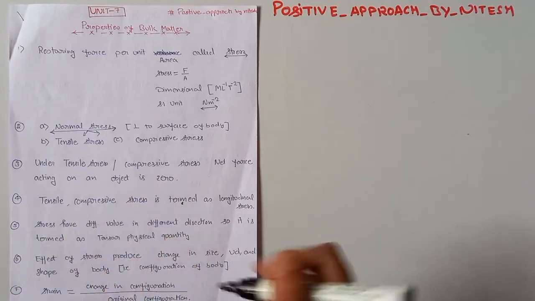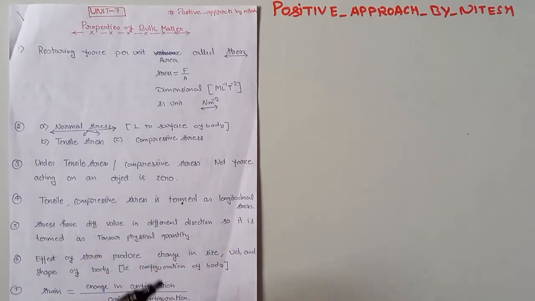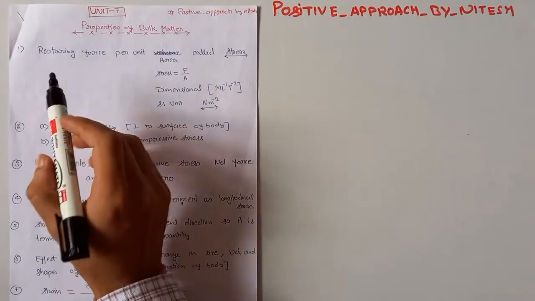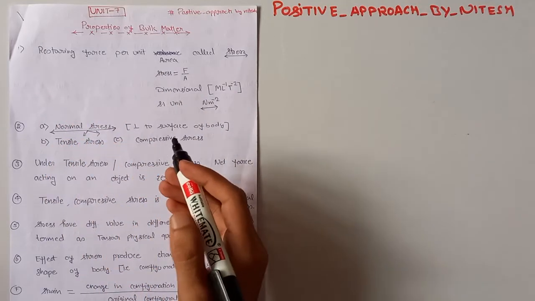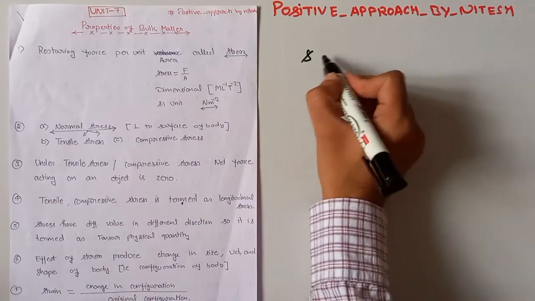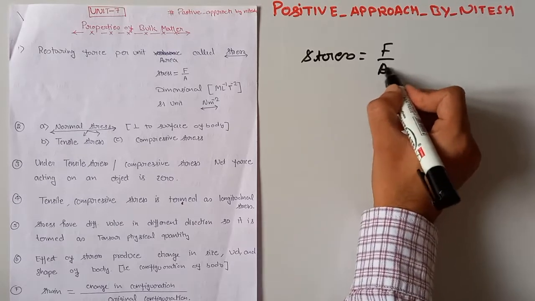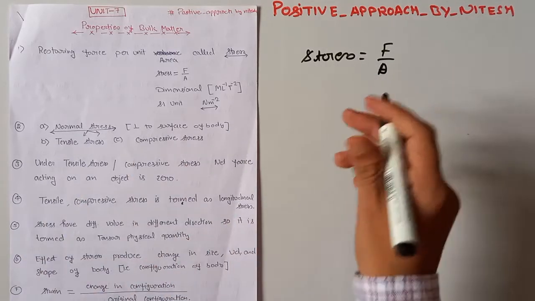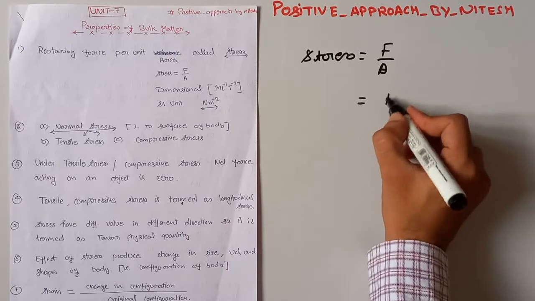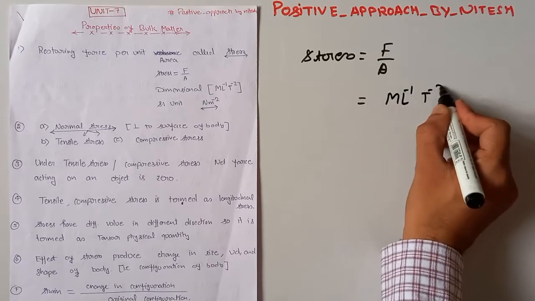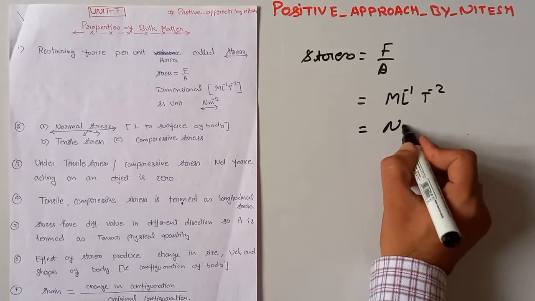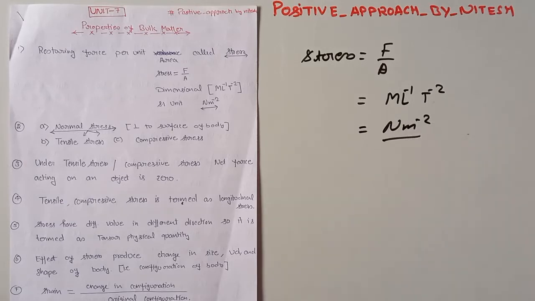Our first important key point of unit 7, properties of bulk matter, is: restoring force per unit area is called stress. What is stress? Restoring force per unit area is called stress. And what is its dimensional formula? Its dimensional formula is ML^-1T^-2 and its SI unit is Newton meter^-2.